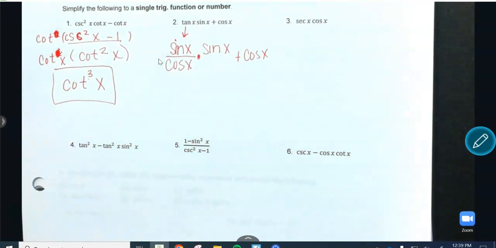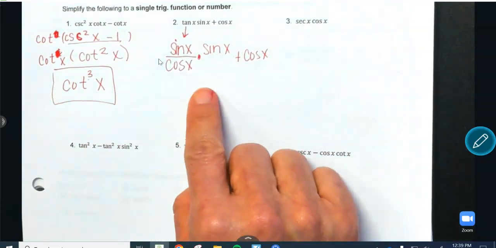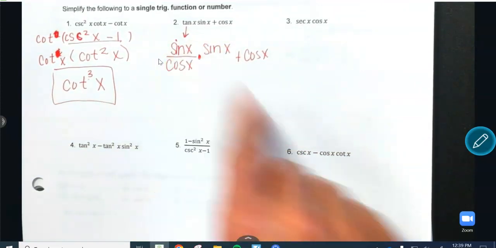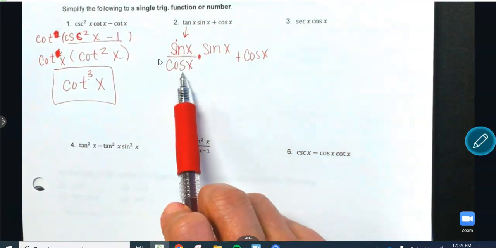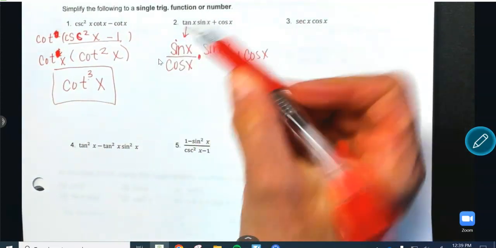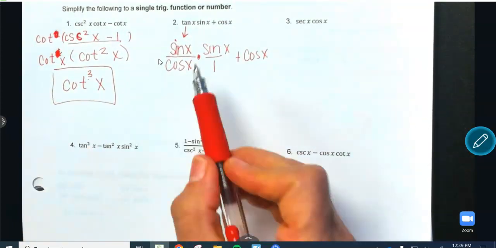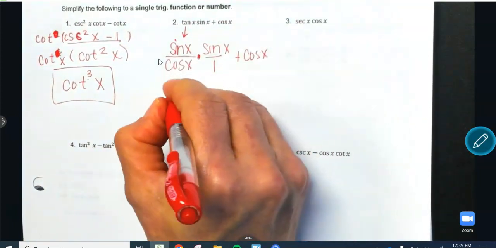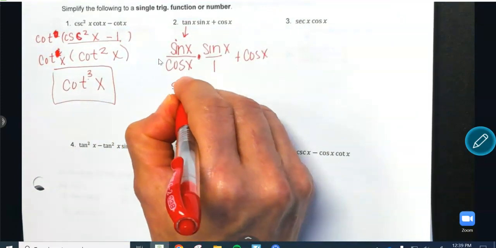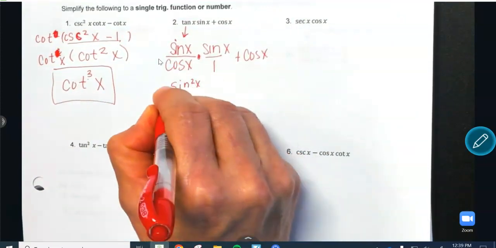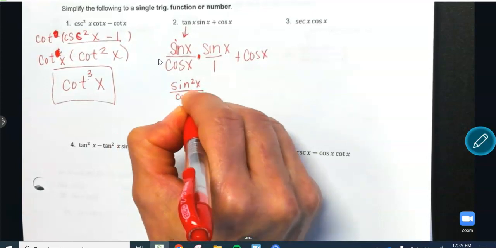Okay, it almost looks like it got more complicated, but it's progress because I only have 2 trig functions now instead of 3. And I can kind of clean this up. This is sine over cosine times sine. If I do this, remember, multiply straight across. Sine x times sine x is sine squared x over cosine x.